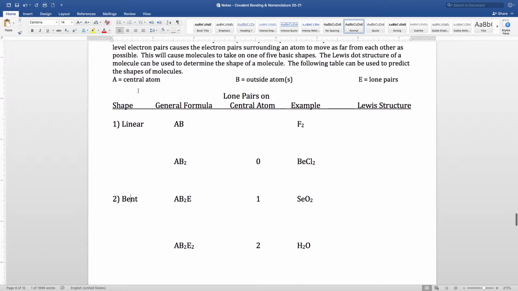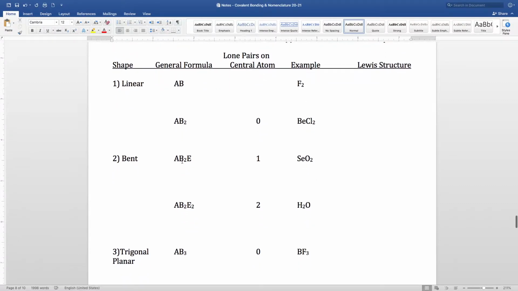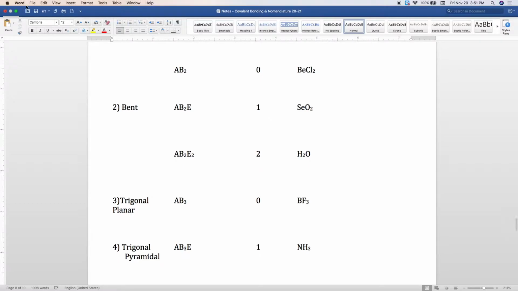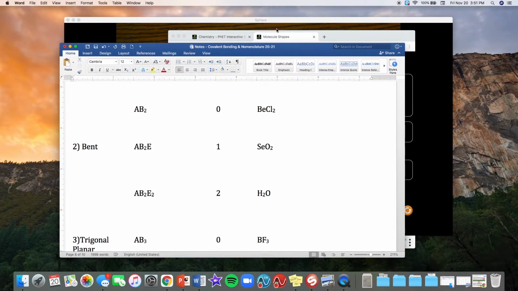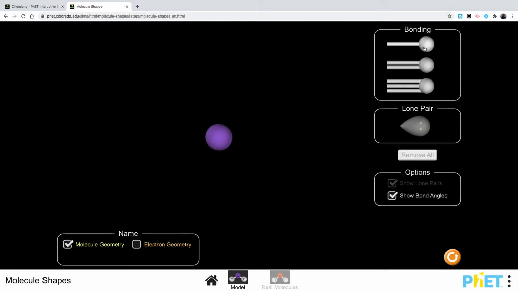Now, I will tell you that A, B, and E right here: A is the central atom, B is the outside atom, and E are lone pairs. That is the general formula that's going on in this column, in this area right here. So now let's take a look at a simulation to help you see this in 3 dimensions.